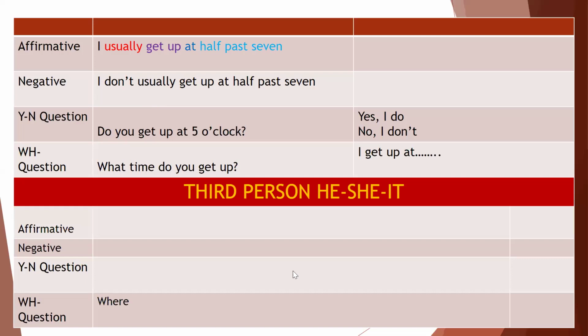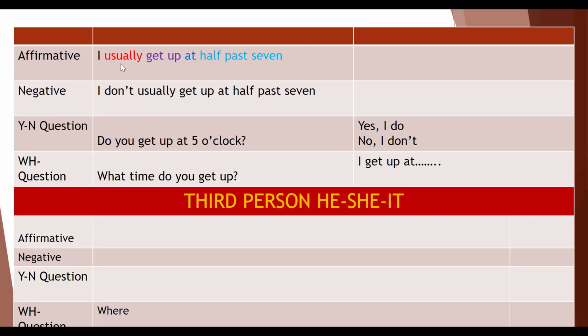In an affirmative sentence, I usually look at the position of the frequency adverb. The red one is the frequency adverb, okay? The second is get up, the verb. Then at, to indicate the time, okay? At es para el tiempo, no voy a decir "a las", no. The correct preposition is at. And then you tell me the time. So you say, affirmative sentence: I usually get up at 7:30, okay? Negative: I don't usually get up at 7:30.